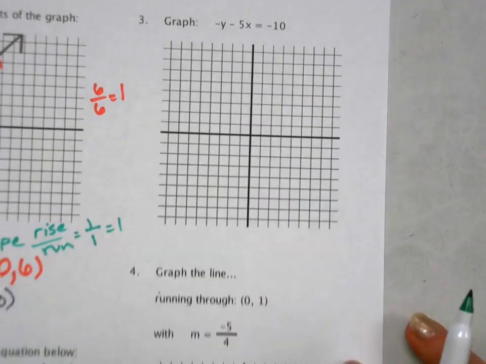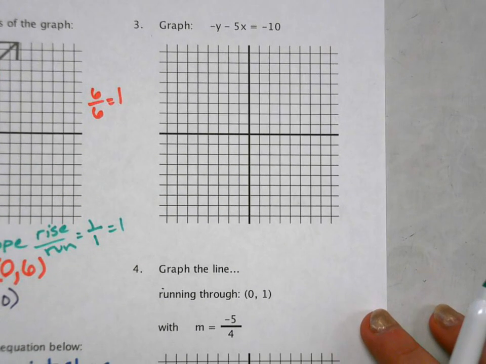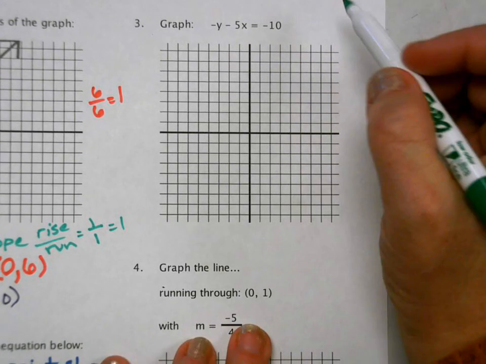So look at problem number 3 now. What does that one tell us to do? Graph it. What form is this in? It's close to standard. What's wrong with it for us to actually say it's in standard form? The y is negative. That's not it.